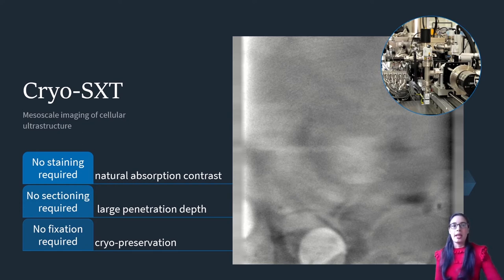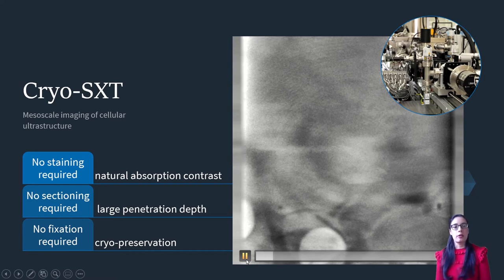We can image with energies between 284 eV and 543 eV. At these energies, we don't need to stain the sample because water is transparent to the X-rays. It's called the water window. And there's natural absorption contrast from carbon-rich biological structures. We collect 3D tilt series data as a series of X-ray projection images, which are taken as the sample is rotated. This is then reconstructed to produce an X-ray tomogram.